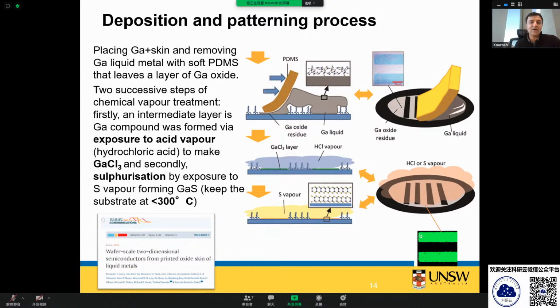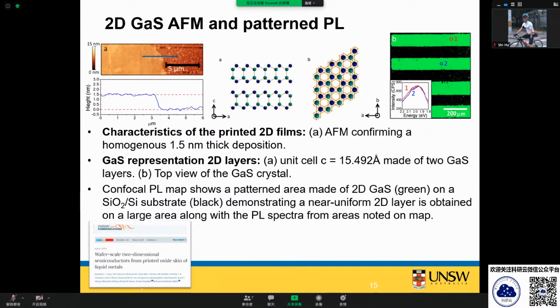For instance, here we sulfurize it in a two-step process. We expose it to HCl, which produces gallium chloride. Then at low temperature, under 300, we expose it to sulfur and produce gallium sulfide. This two-layer gallium sulfide is one unit cell. This two-layered one unit cell is the most stable structure of this gallium sulfide, 1.5 nanometers.